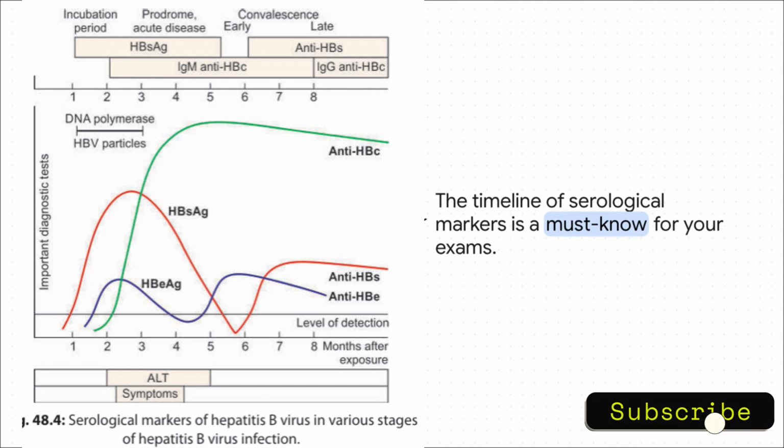Okay, don't let this graph freak you out. It's not as scary as it looks. It's actually just telling a story over time. You've got time after exposure on the bottom and the level of these markers on the side. We're just going to trace each of these colored lines and see when each character, each antigen and antibody, shows up, when it peaks, and when it goes away. This graph tells the entire story of the infection.